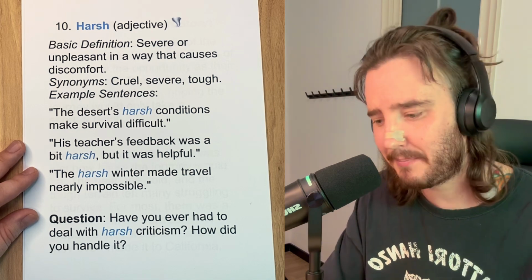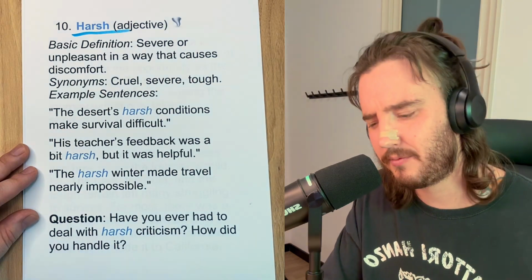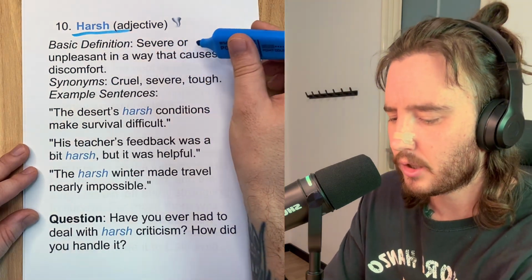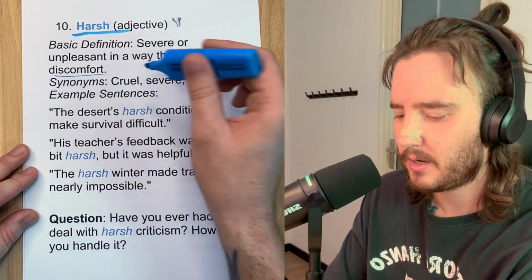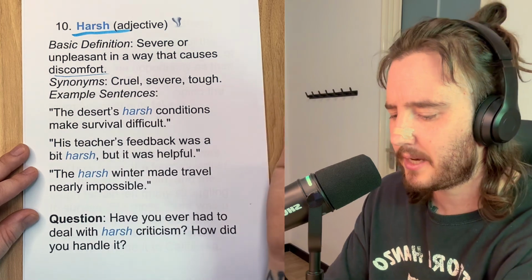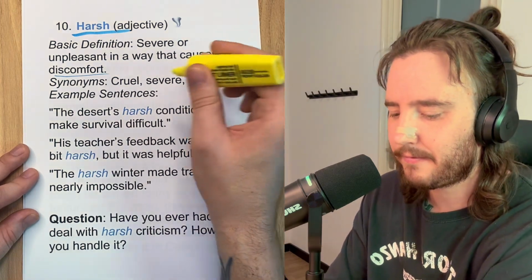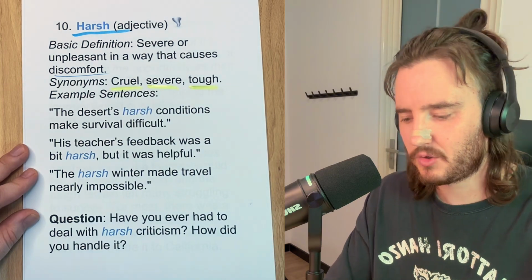Okay, and with that being said, let's keep going here. Harsh, an adjective. What does it mean? Severe or unpleasant in a way that causes discomfort. Maybe that's a little bit difficult to understand. We could also say like tough or severe or cruel, but it's always best to just take a look at these sentences, right?